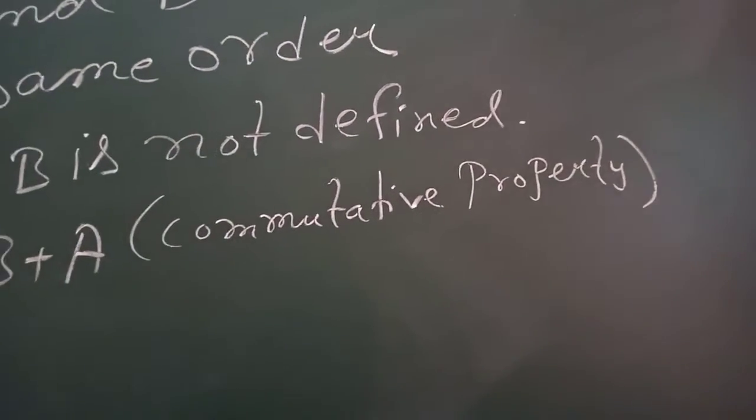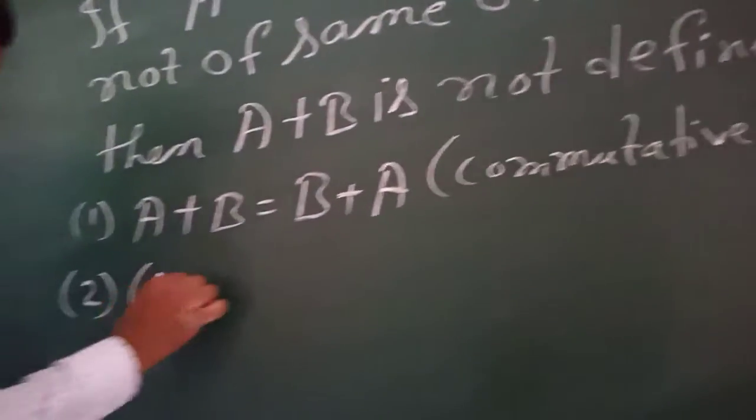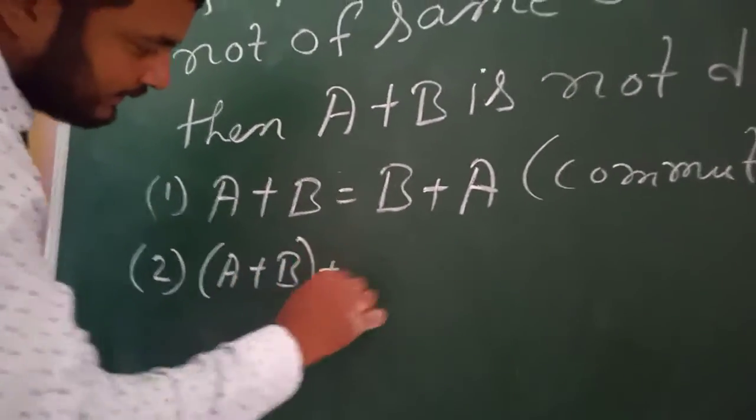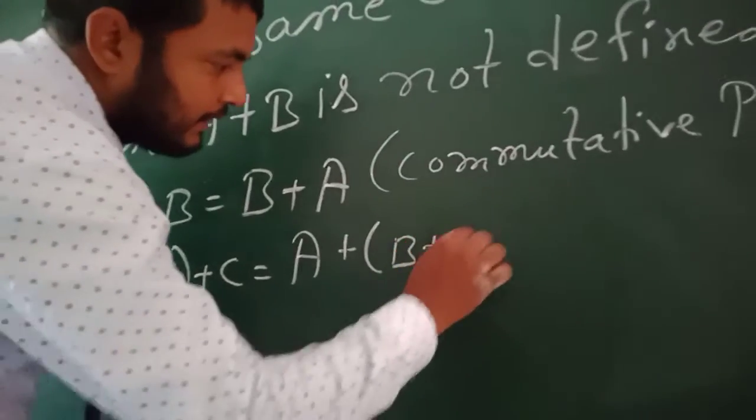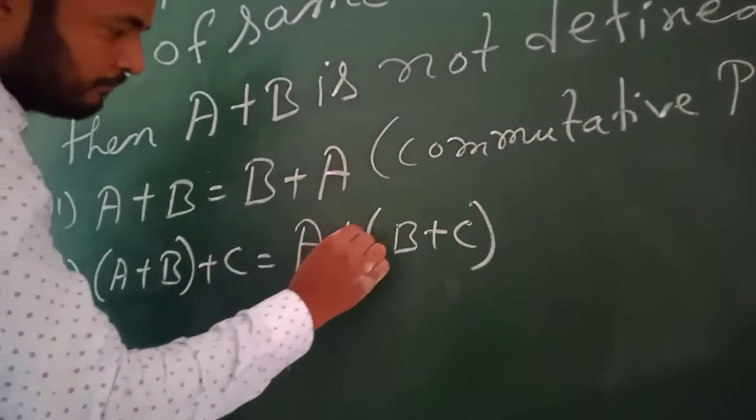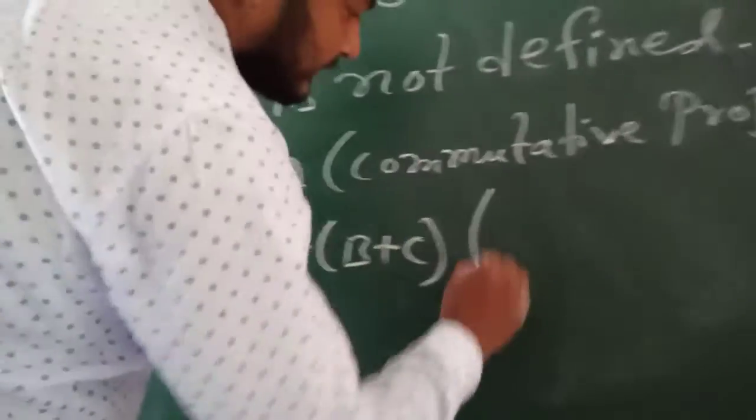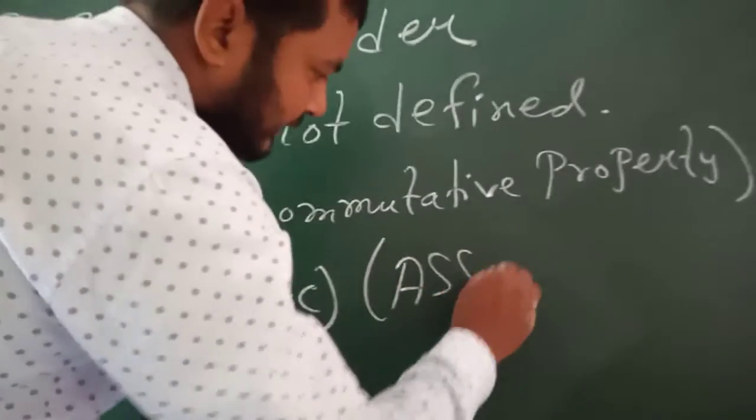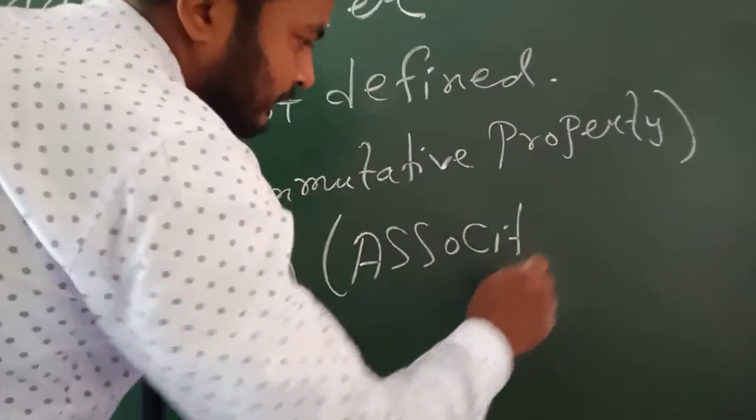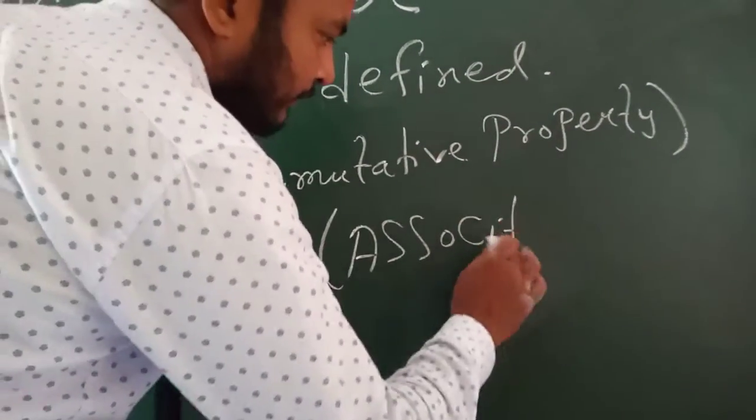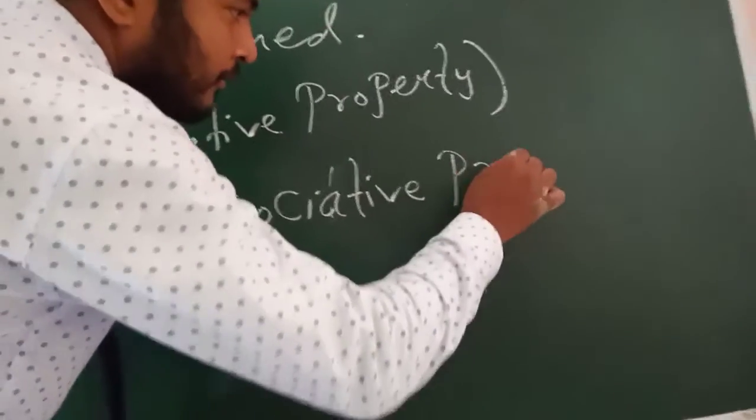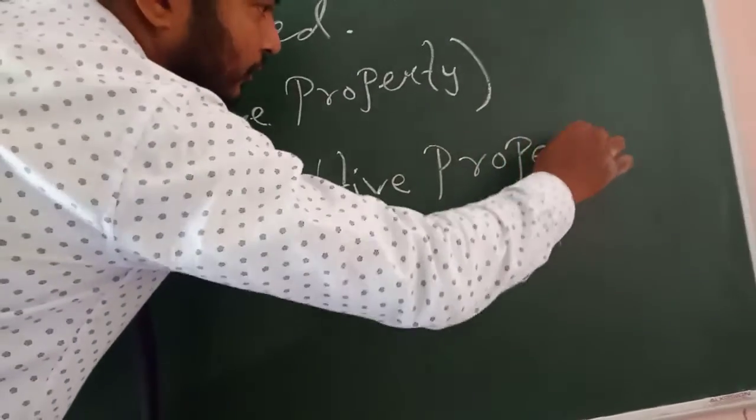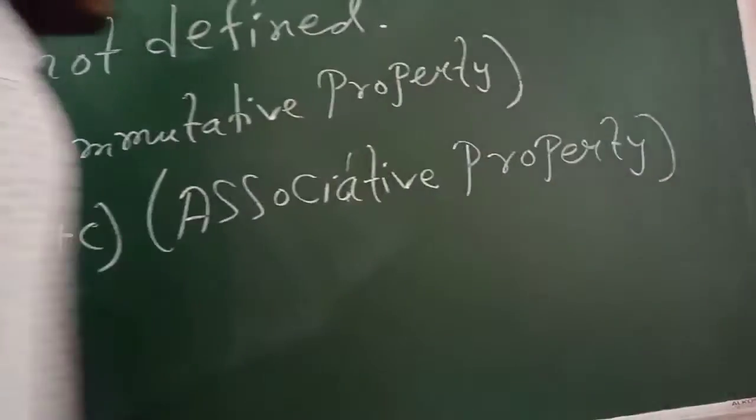Next, A plus B plus C and A plus B plus C grouped differently are always equal. So this property is known as the associative property. This property is always satisfied in case of matrix addition.